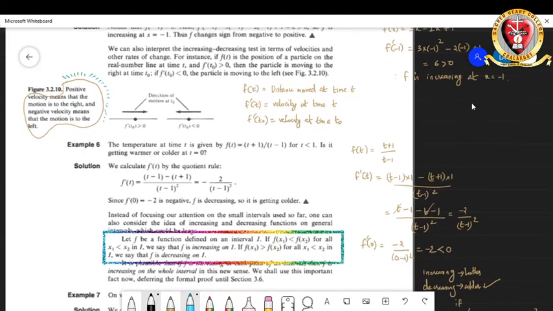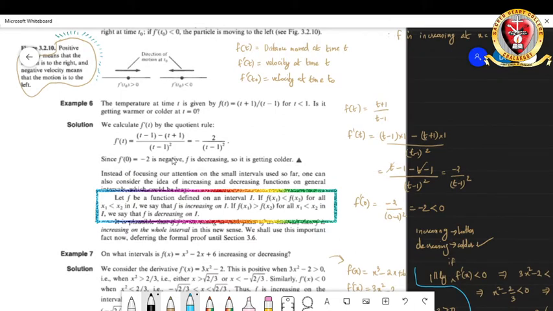Now let's see example 6. We are given that the temperature at time t is given by the function f of t equal to t plus 1 divided by t minus 1, for t strictly less than 1. We are asked whether it is getting warmer or colder at t is equal to 0. If f dash of 0 is strictly greater than 0, we say that it is warmer, and if it is strictly less than 0, we say it is colder, like positive and negative velocity.